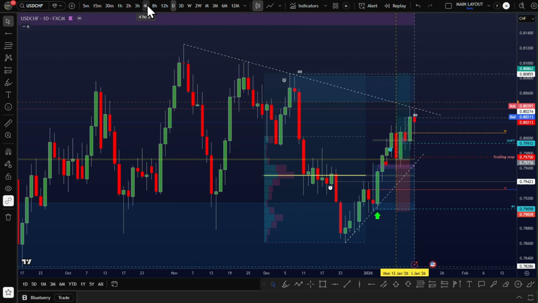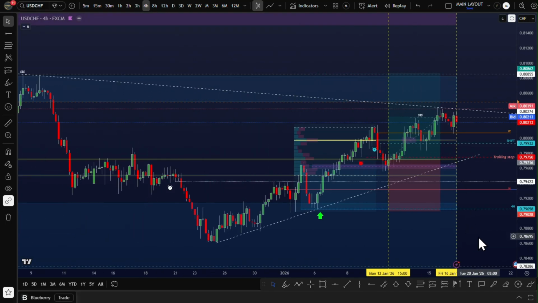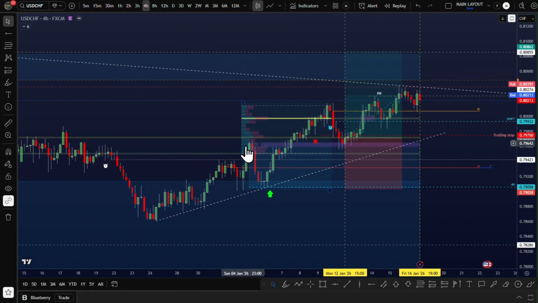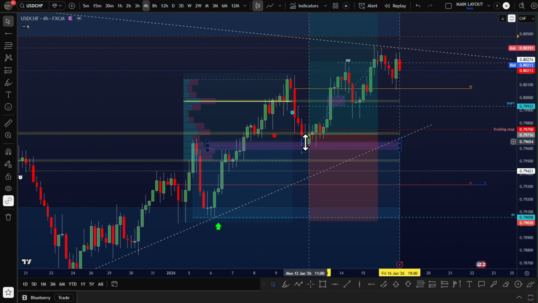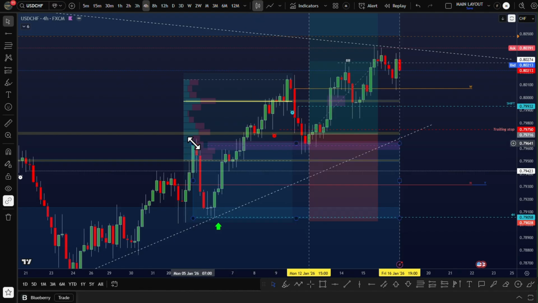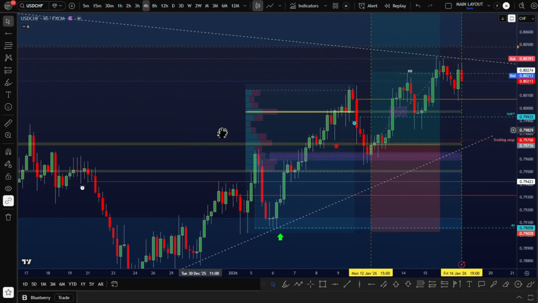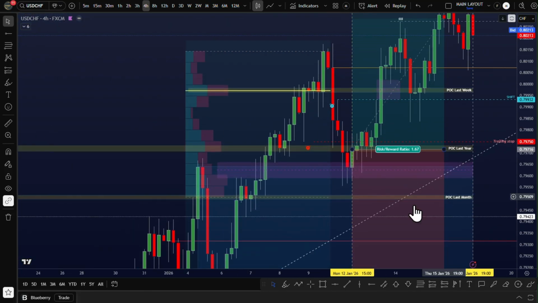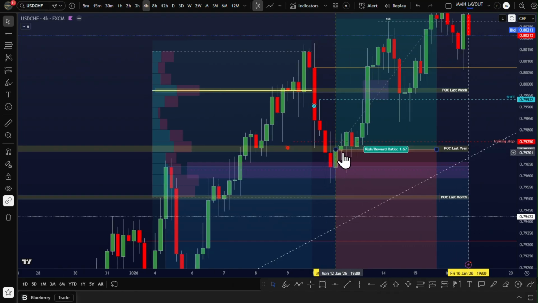In the 4 hour, I identified this order flow. You can see we break structure. I just wait for price to retest this order block. You see here, I just wait for price to retest it, prove to me that buyers reject this level, and I get in this trade.